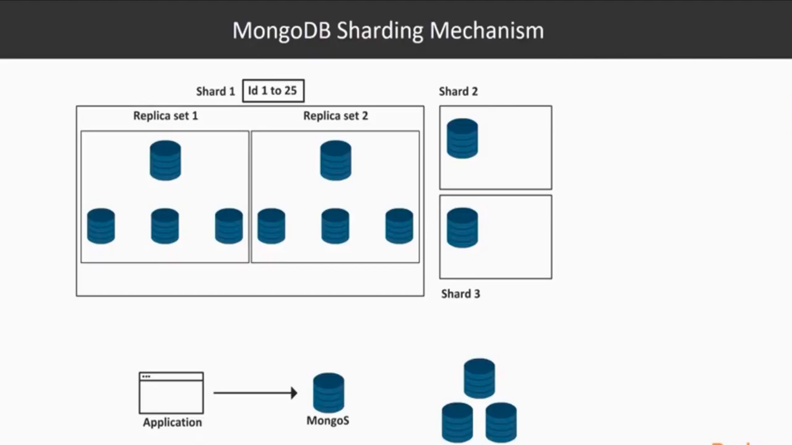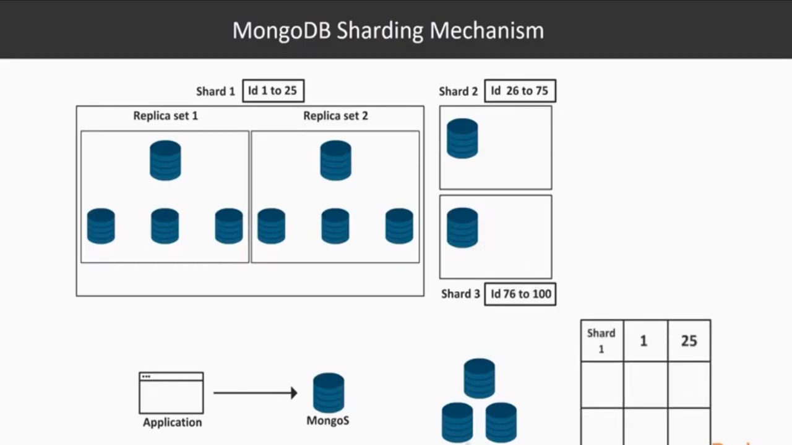Let's say shard 1 has data from employee ID 1 to employee ID 25. Shard 2 has data from employee ID 26 to employee ID 75. And shard 3 has data from employee ID 76 to employee ID 100. Now, this information is something which would be maintained in the config servers.